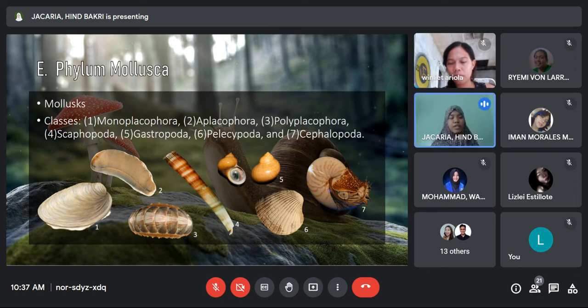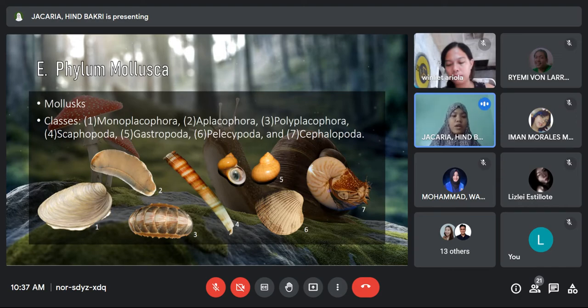Okay, so now let's proceed with the phylum Mollusca or the mollusks. This type of animals, they have soft bodies and they are invertebrates and it is covered by exoskeleton like the shells of snails and clams, and these shells are generally composed of calcium carbonate. So the Mollusca have 7 classes.